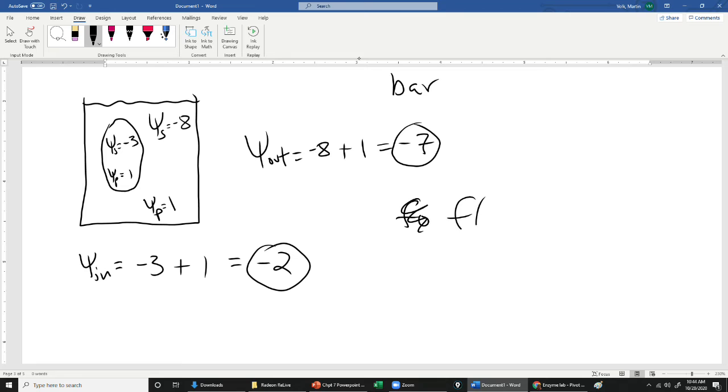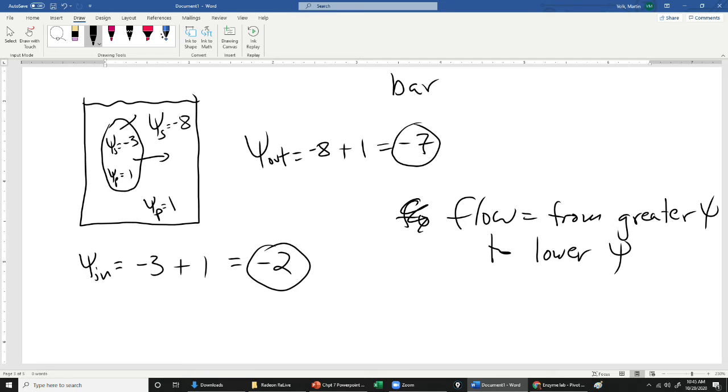Flow is from greater water potential to lower water potential. All right, so since inside of the cell we have greater water potential, water is going to flow out. So that's another way to explain the direction of the water flow without saying concentration of water.